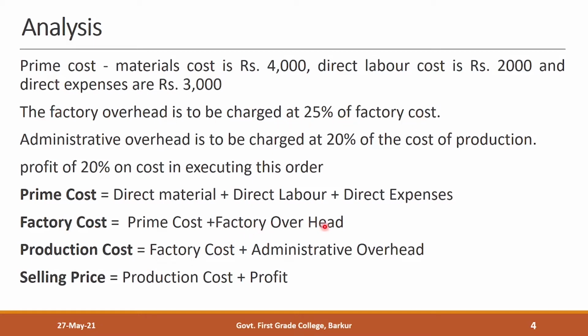Factory overhead, how much is it? They have said 25% of this factory cost. They have not given us what the factory overhead is. Then how to find out factory cost? This is the question to be answered. Over and above, they have also told that administrative overhead is to be charged at 20% of the cost of production. Cost of production, that is, the production cost.